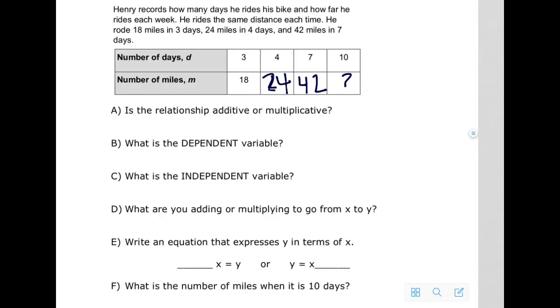And I'm not sure how many miles it is for 10 days, but I'm sure I can figure that out in a little bit. A, is the relationship additive or multiplicative? So if I'm going by the same distance each day, it looks like I can take letter D, multiply it by 6, and go from days to miles. So 4 times 6 is 24, 7 times 6 is 42. So it looks like the relationship is multiplicative.